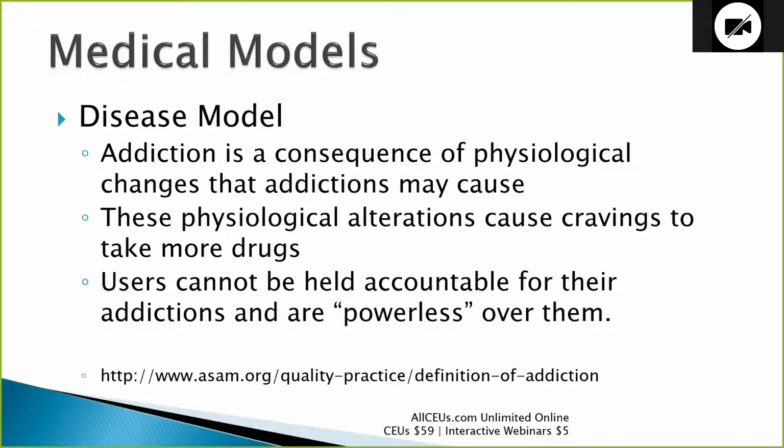The disease model says addiction is a consequence of physiological changes that addictions may cause. The disease model of mental health says that the mental health issues can be a consequence of problems in the brain chemistry. So putting that out there. In addiction, these physiological alterations can cause cravings to take more drugs. We know from other presentations and the research that the physiological alterations, the brain adapting to overstimulation from drugs, does cause changes in the brain. And those changes do cause cravings to occur. So this is very much true.